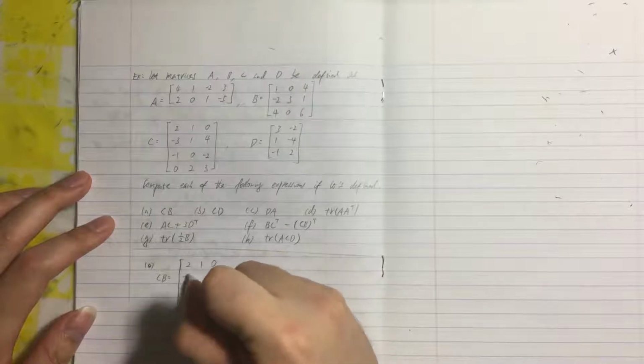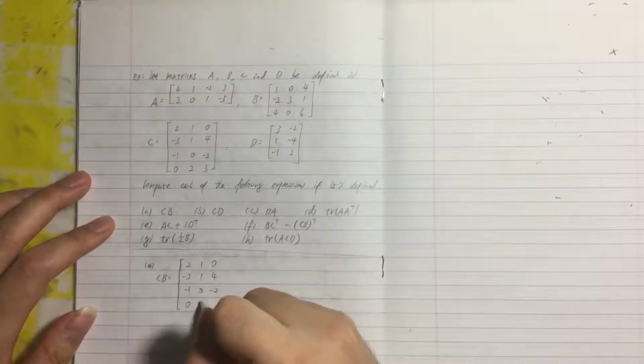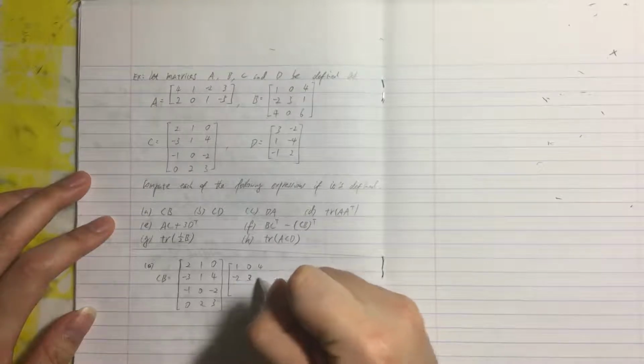Matrix C is 2, 1, 0. Negative 3, 1, 4. Negative 1, 0, negative 2. 0, 2, 3. Matrix B is 1, 0, 4. Negative 2, 3, and 1. 4, 0, 6.